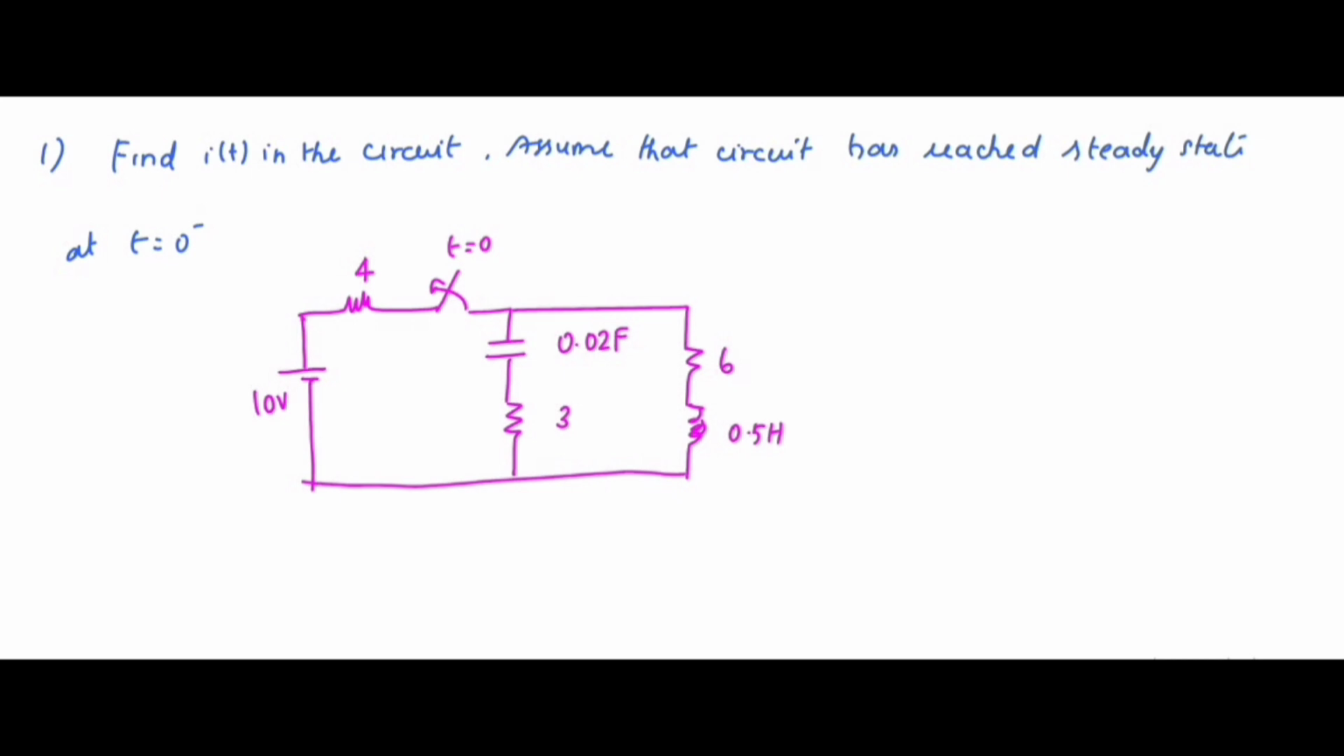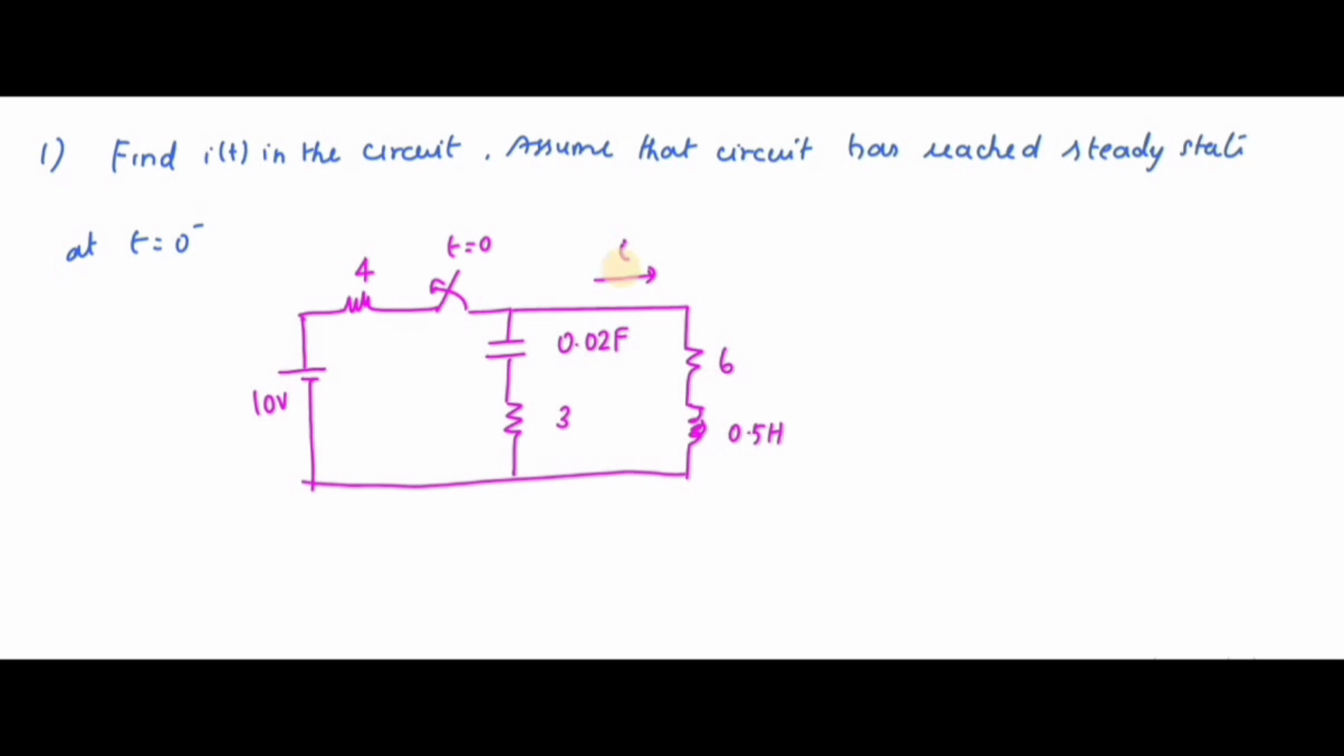In this video, we are going to discuss a problem based on a source-free series RLC circuit. The question is: find i(t) for the given circuit. So i(t) is flowing in this direction, and assume that the circuit has reached the steady state at t equal to 0 minus.